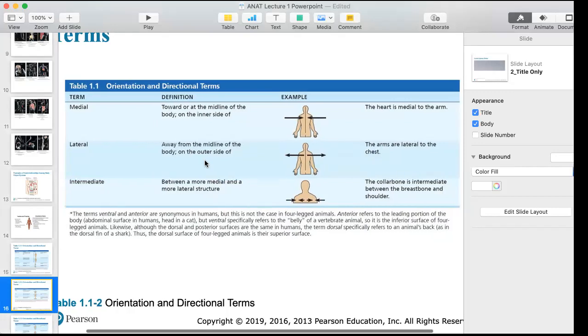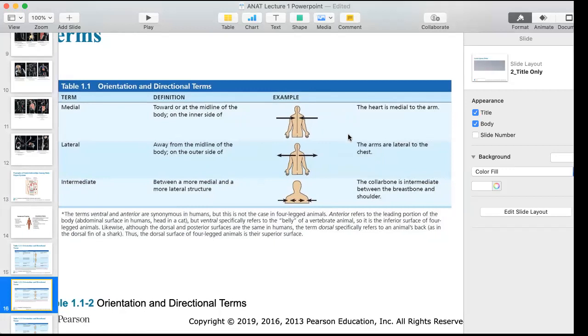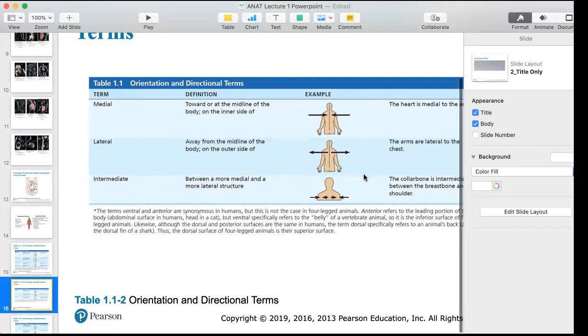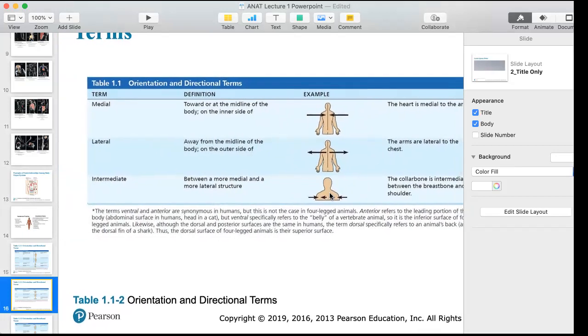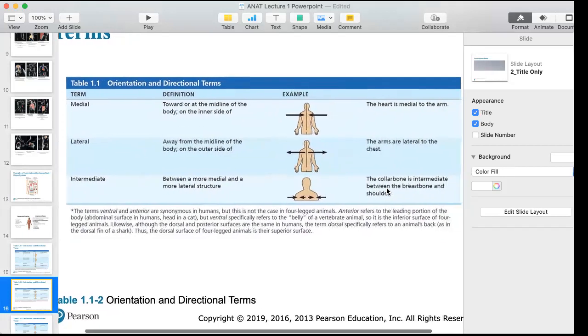Going back here, lateral is away from the midline of the body. So the heart is medial to the arm, but the arms are lateral to the chest. We can use the same thing with the lungs. The lungs are medial to the arms. We don't talk much about intermediate. This just means that it is between a medial and lateral structure. I don't use this example on exams because I think it's a little bit too hard to word.